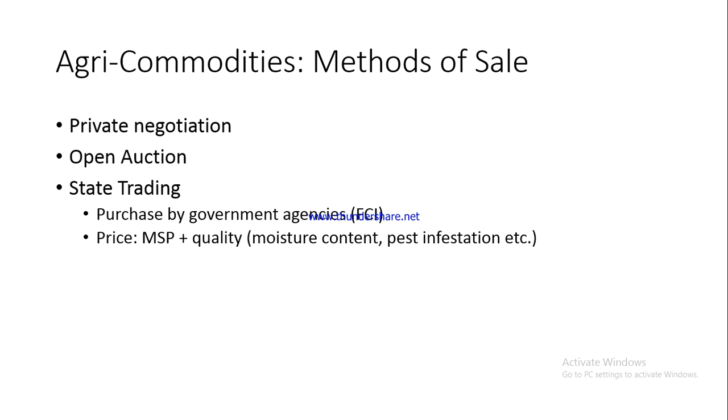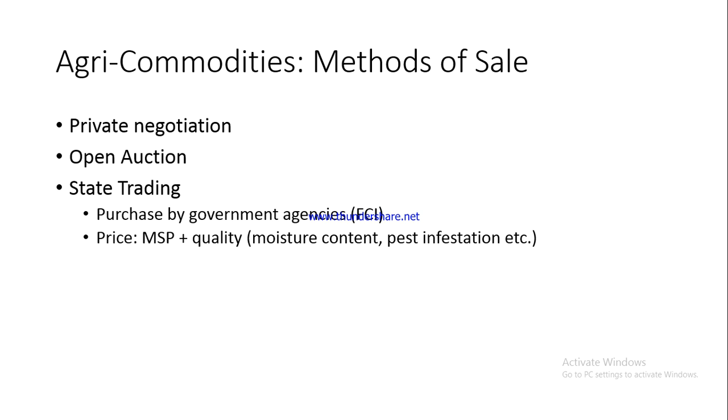Now what do we mean by quality? I told you about quality. We were discussing this when we talked about standardization and grading. So the amount of moisture which is there in the commodity, the size, the weight, the pest infestation, whether it is infested by pest or not, or how much portion of the lot is infested by pest. So all these help the government agencies decide the final price which they would be paying to the farmers.